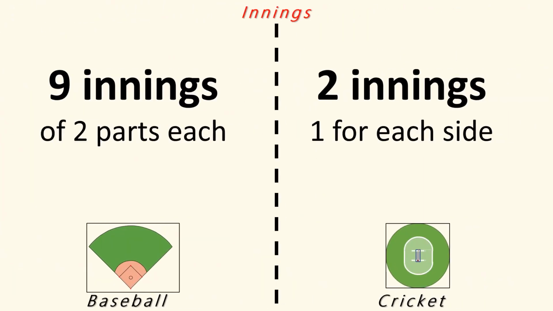Now let's compare baseball and cricket in terms of innings. These are slightly different in both games. In baseball we have 9 innings with 2 parts each, and in cricket there are 2 innings and there is no subdivision or subpart of an inning in cricket.